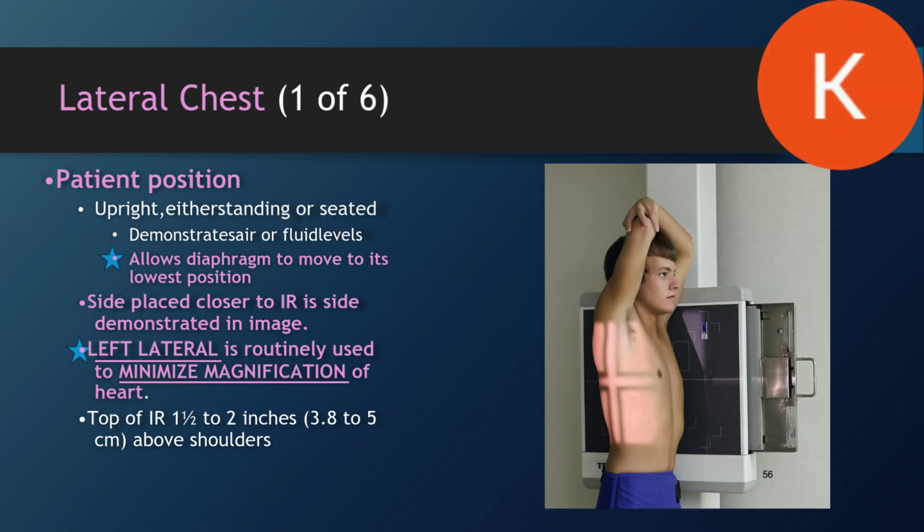Okay, so we have the lateral chest, the patient position. It's upright, either standing or seated. It demonstrates air or fluid levels in our lungs. It allows the diaphragm to move to its lowest position. The side placed closer to the IR is the side demonstrated in the image. So in this case, we see the patient standing in a left lateral position. Left lateral is routinely used to minimize magnification of the heart because it puts the heart closer to the IR. The top of the IR is again 1.5 to 2 inches above the shoulders.